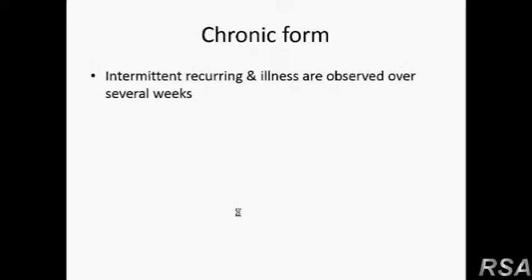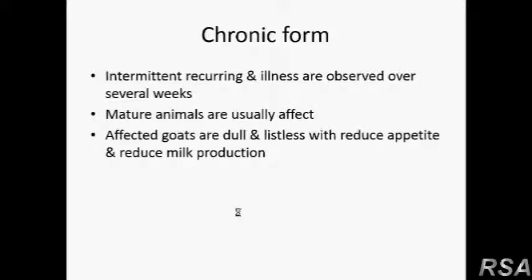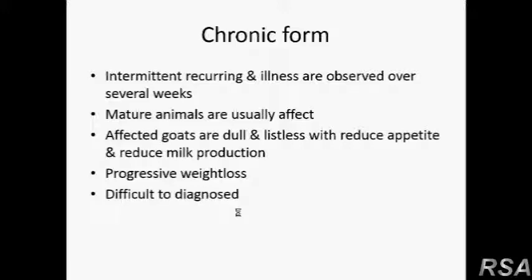Chronic form. Intermittent recurring illness is observed over several weeks. Mature animals are usually affected. Affected goats are dull and listless with reduced appetite and reduced milk production. Progressive weight loss. Difficult to diagnose.